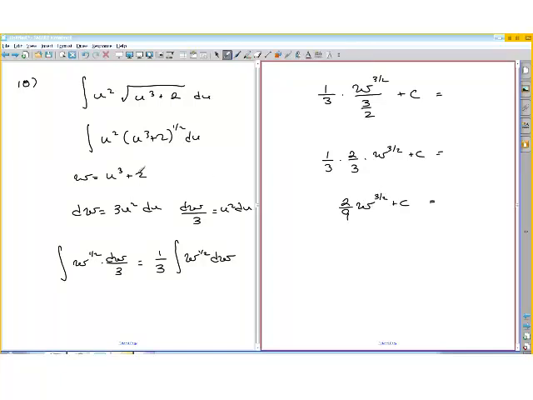And then we finally substitute w back in. So we get 2/9 (u cubed plus 2) to the 3/2 plus our arbitrary constant c.